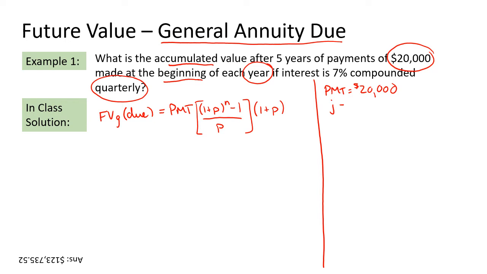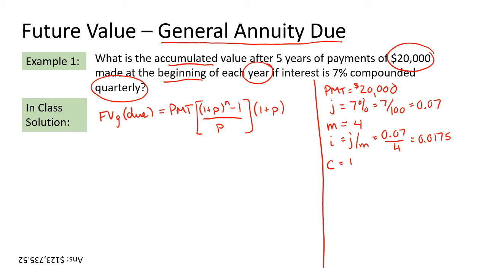Your nominal interest rate, J, is 7%, which is 7 divided by 100, removing the percentage sign, or 0.07. Your number of interest compounding periods is quarterly, so that means M is 4. So your periodic interest rate, I, is equal to J divided by M, or 0.07 divided by 4, which gives you 0.0175.